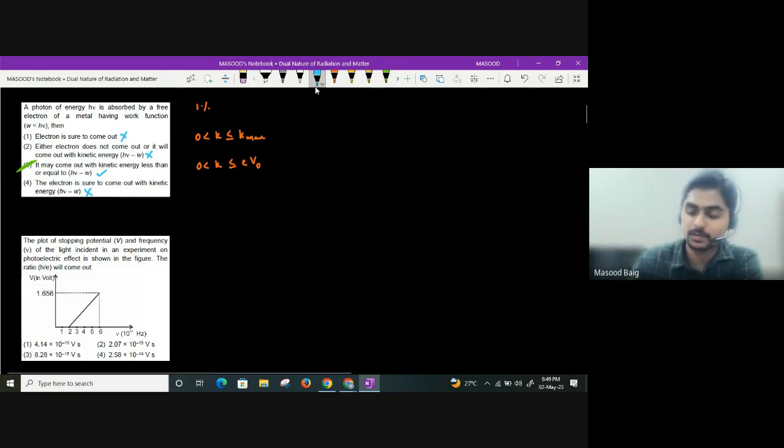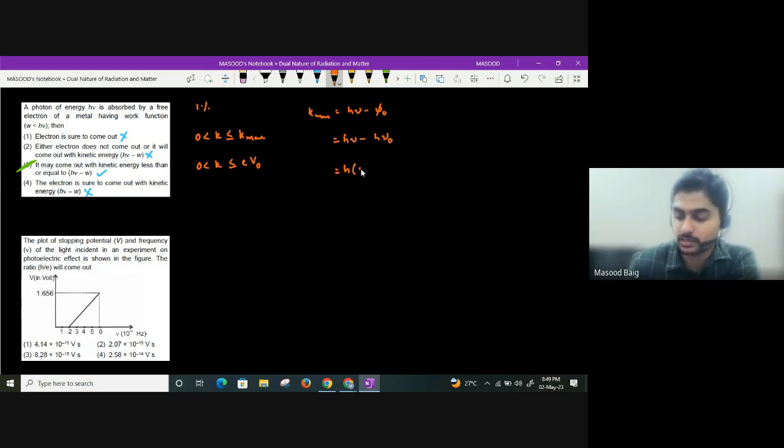And always remember, if electrons are emitted, they will come out with energy more than zero, but less than or equal to the maximum value of kinetic energy. And that maximum value is given as eV naught, guys. We can also write the maximum kinetic energy as h nu minus phi naught. I can also write it as h nu minus h nu naught, which is h into nu minus nu naught. I can also write it as hc by lambda minus hc by lambda naught, which I can take as hc into 1 by lambda minus 1 by lambda naught. These are all various cases.